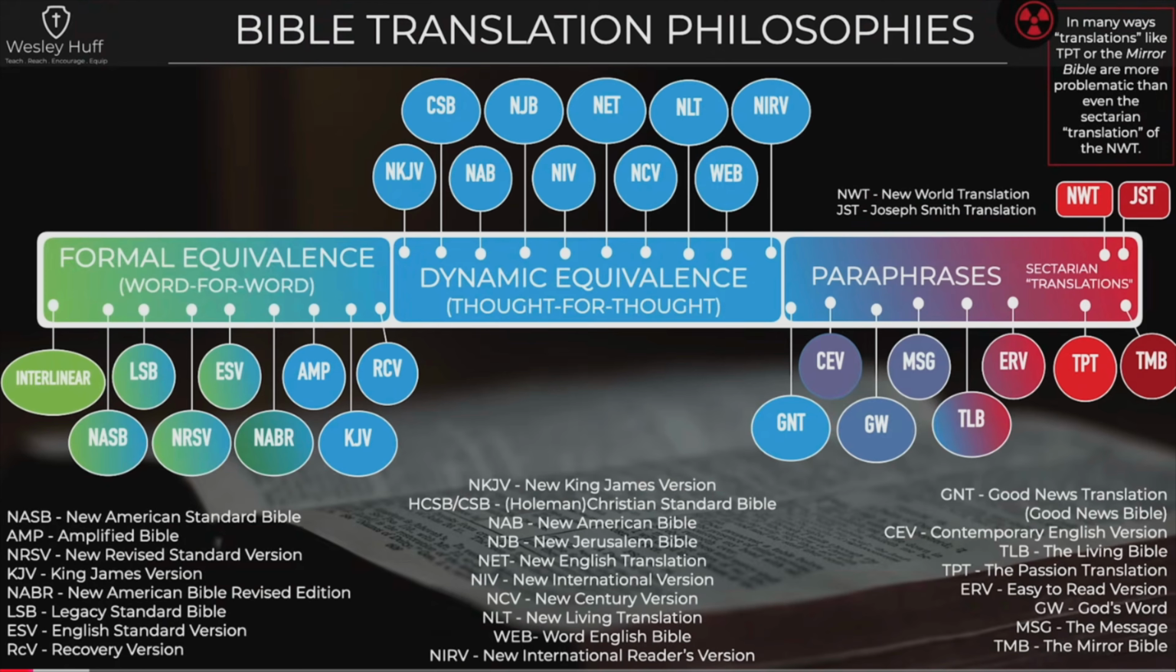The basic breakdown of the Bible versions that we have are what Wes refers to as formal equivalents, dynamic equivalents, and paraphrases.